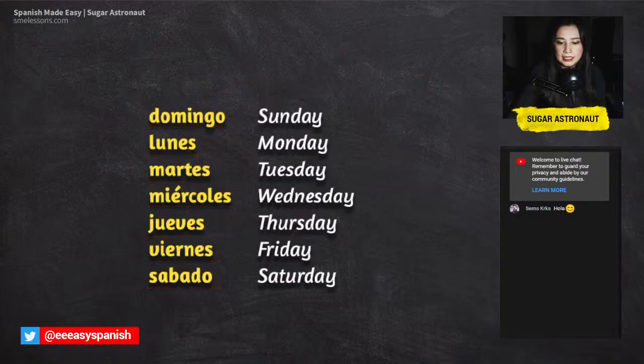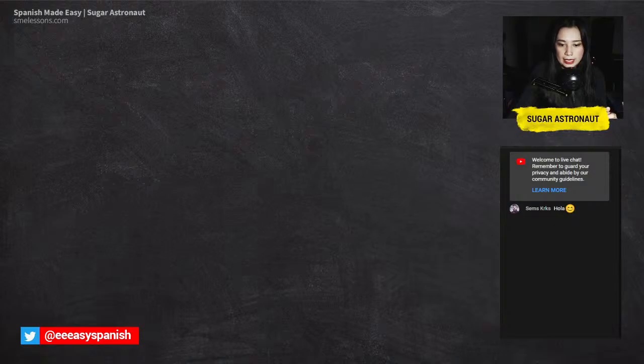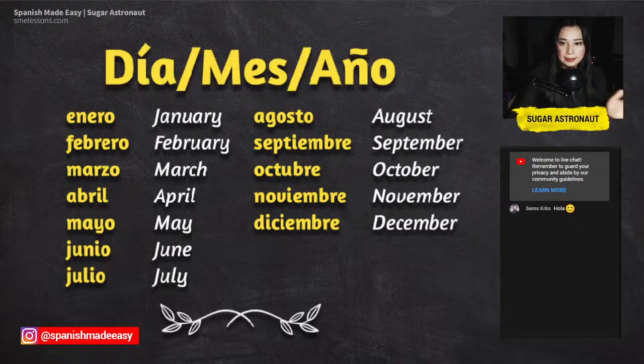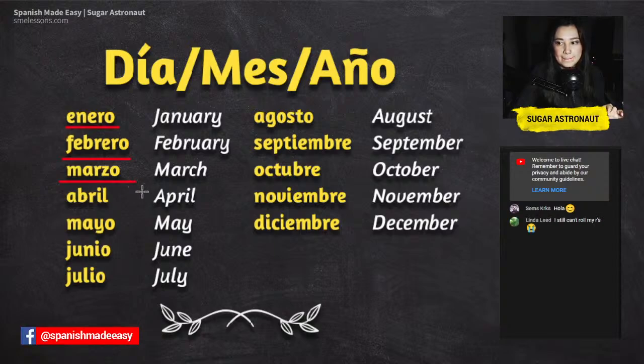Now, let's go over the months really quickly, okay? Because that's something important to know as well when saying the dates in Spanish. So, the first one is enero, January. Febrero, February. Marzo, that means March.